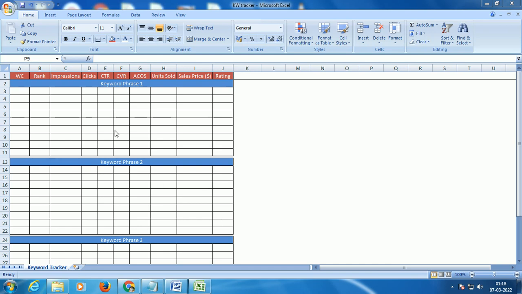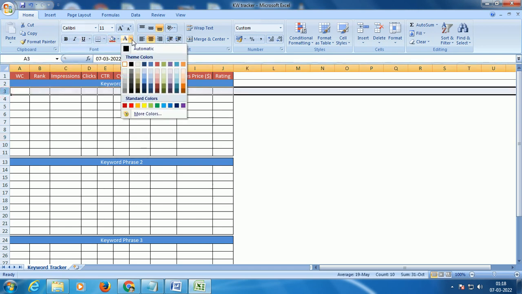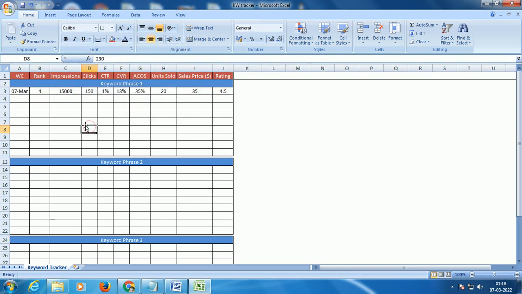Now, there are certain important details that you need to capture on a weekly basis. Let's see what those details are. The first row here, if I just unhide it. The first column says week commencing. So we are looking at week commencing 7th March. For this specific keyword phrase, let's assume this is keyword phrase number 1, we are already ranked, or our organic placement is number 4, and we have gotten how many impressions?